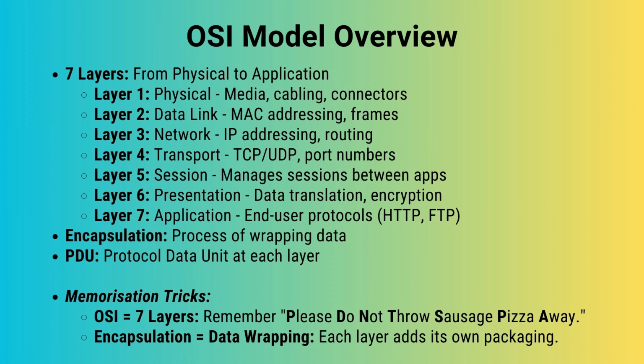To remember the layers, use the phrase, "Please do not throw sausage pizza away." The first letter of each word corresponds to a layer, bottom to top. Think of encapsulation as wrapping a gift, and decapsulation as unwrapping it. The lower layers 1 to 4 deal with data movement, while upper layers 5 to 7 focus on data processing. The OSI model is crucial for understanding network operations, protocols, and troubleshooting issues at different levels of network communication.